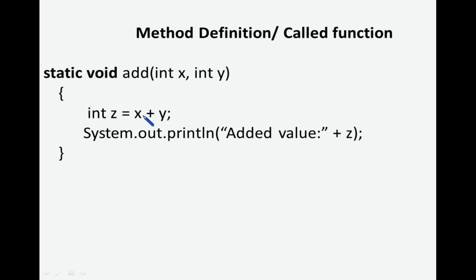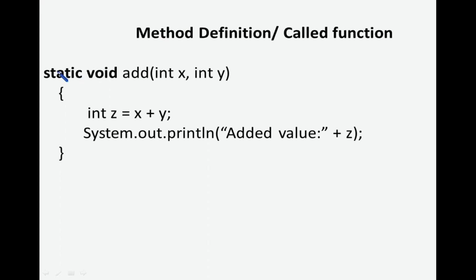So see an example for static method. If it is a static method, the prefix keyword is what? Yes, static, followed by the return type, method name and list of parameters or arguments. So here x and y are known as what? Yes, formal parameters.